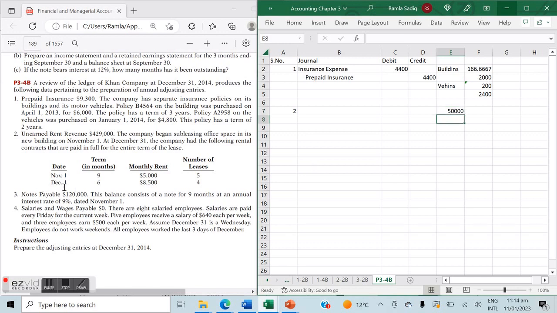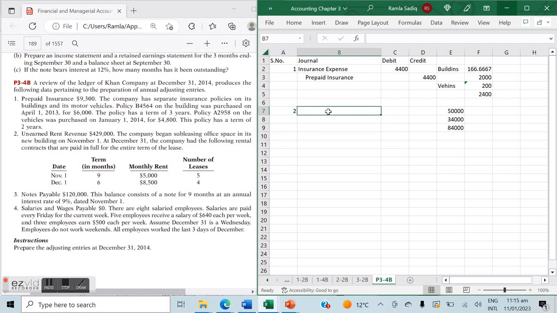From the second contract, the start date is December 1st. That means that we've only utilized this for 1 month. And we have monthly rent of $8,500. So 1 month multiplied by the monthly rent multiplied by the number of leases. This is going to be our second calculation. And so our total rent earned is going to be $50,000 plus $34,000, and that gives us $84,000. This is the number that we're interested in.